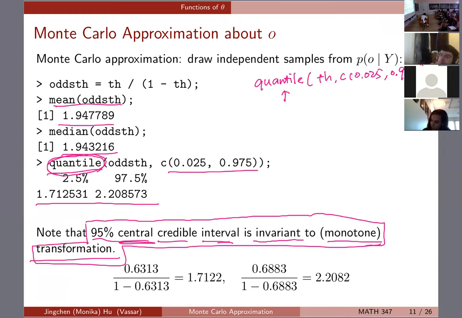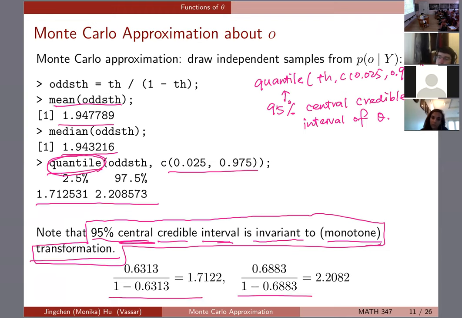So this is the 95% central credible interval of theta, okay? And now we're trying to get the 95% central credible interval for the odds ratio. If you're doing a monotone transformation, then you can just use the two cutoff points and transform them. I make a note over here because remember the other more popular and widely used interval that we talked about is the HPD, the highest probability density interval. That one is not invariant, so you cannot use the transformation directly.